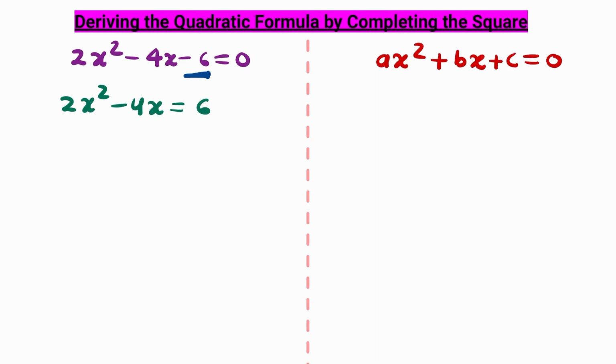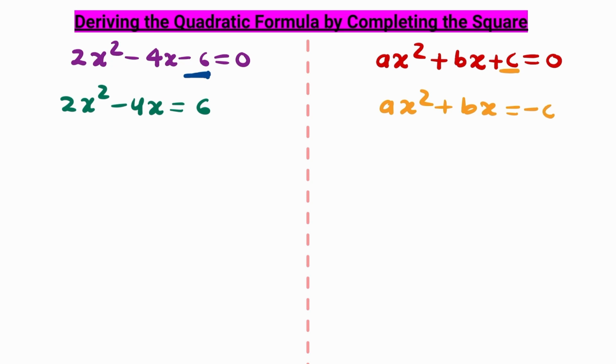Now it's the same on the right hand side as well. What we have to do is take all the non-x terms to the other side. What is the non-x term here? It is plus c. We have to take plus c to the other side of the equation as minus c. It will be ax squared plus bx equal to minus c.